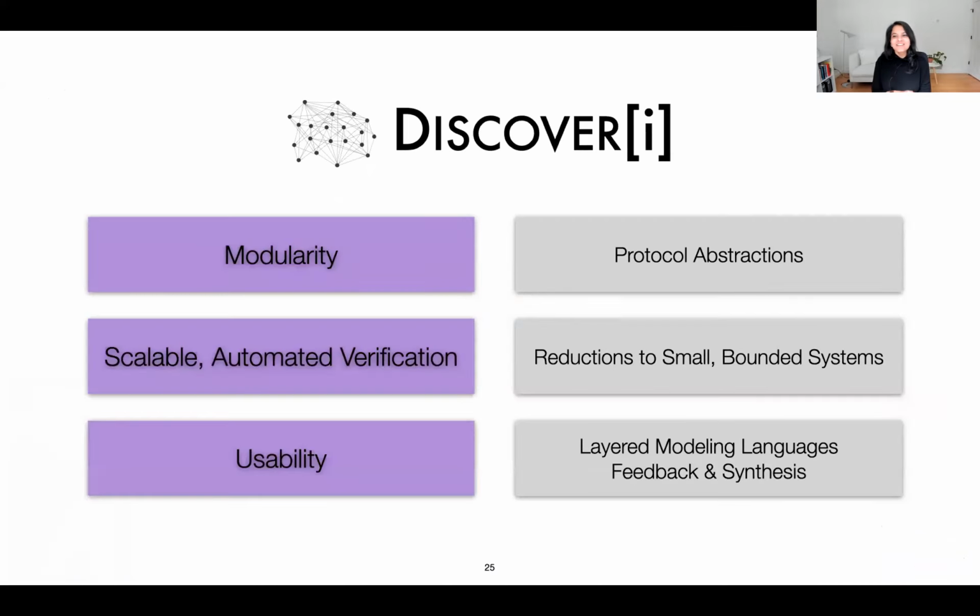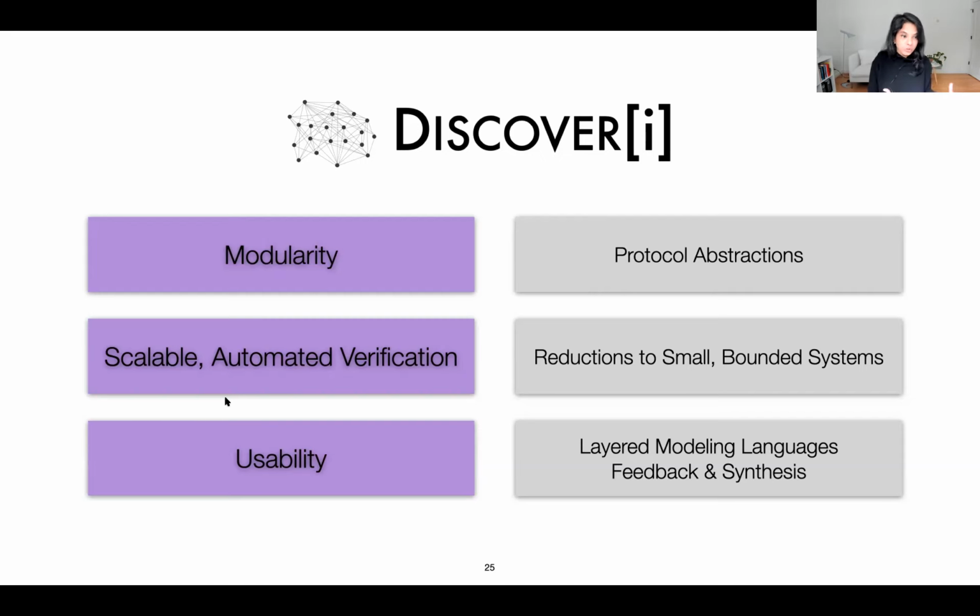All right, so in our admittedly ambitious project Discovery, we seek to develop modular, scalable, fully automated and usable verification approaches for distributed systems that mimic their modular design. To enable modularity, we advocate an approach that is based on assuming that the underlying core protocols are verified separately and then encapsulating their complexities within cleanly defined abstractions.